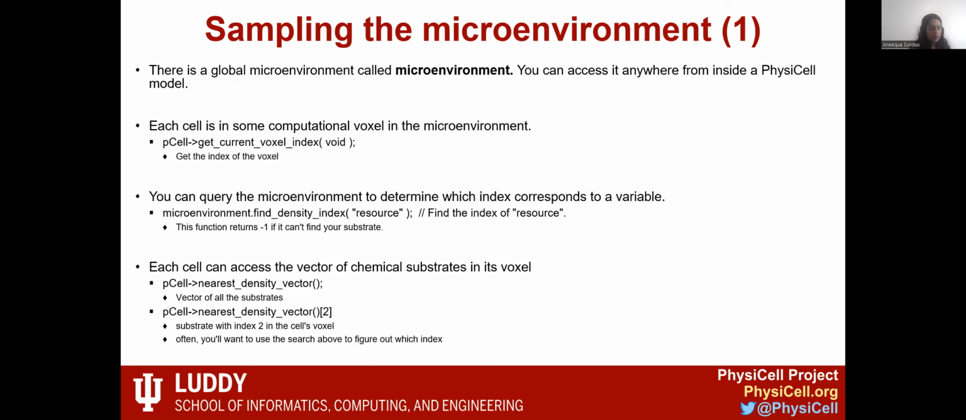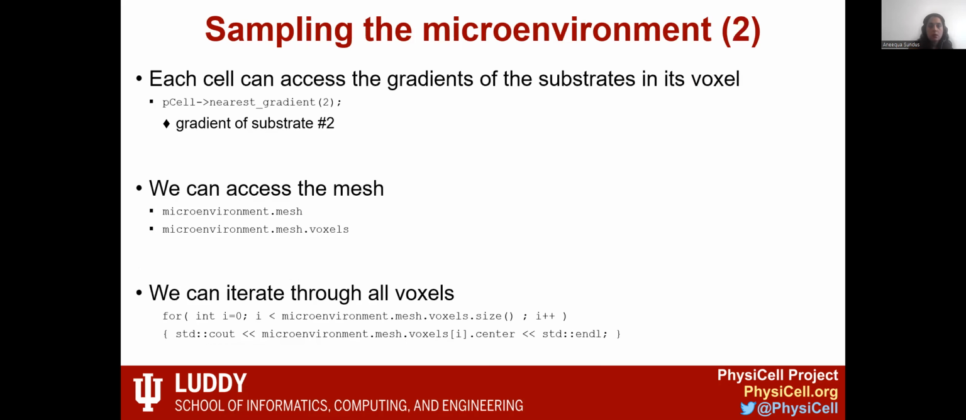So in short, we have a cell. We have to find in which voxel this cell is, and then in that voxel, what is the concentration of each substrate. That's how we will find it. Also, if we want only one substrate and that particular value on that particular voxel, that's how we get it. We will get the nearest density vector, and we will get the index 2, whichever is on the index 2, it will return us that variable.